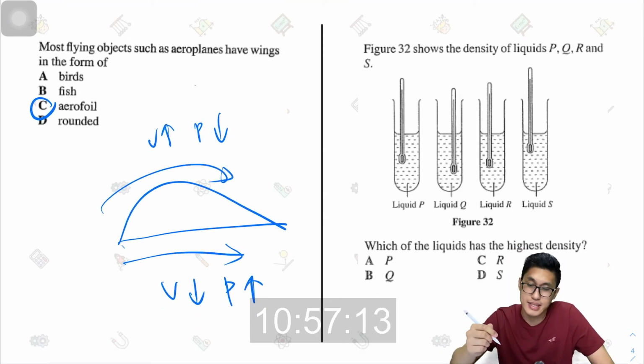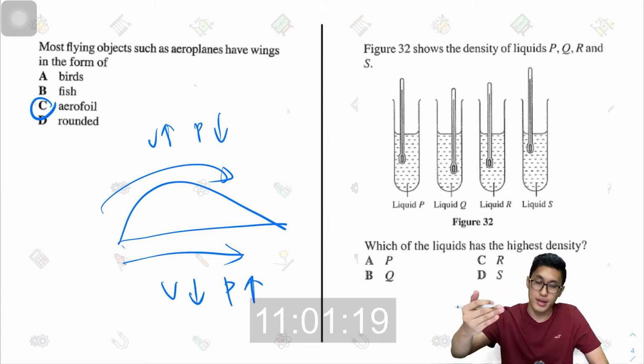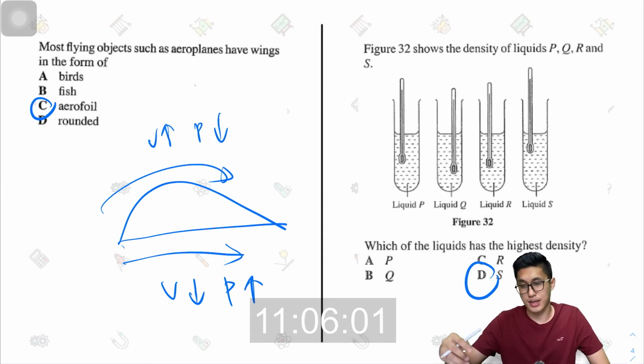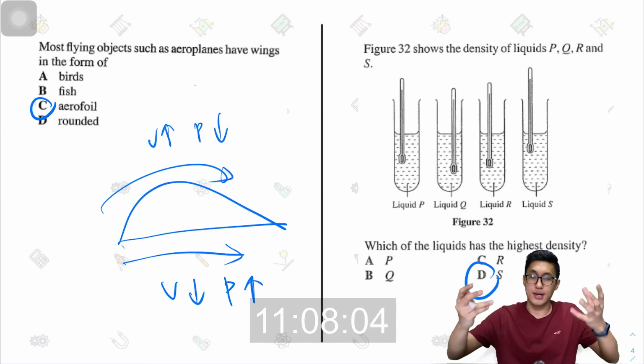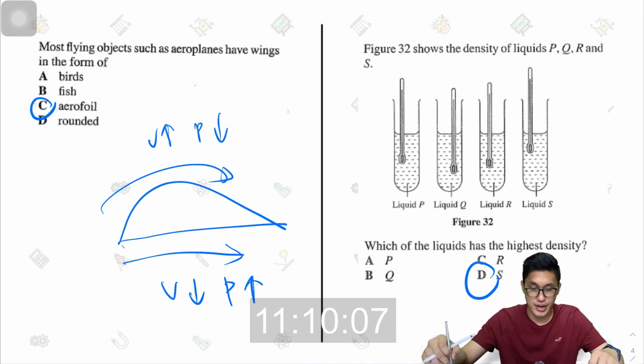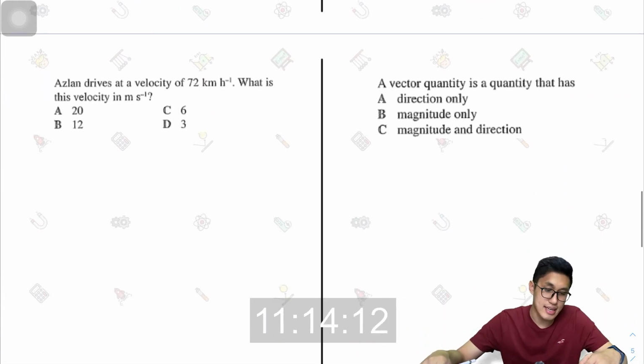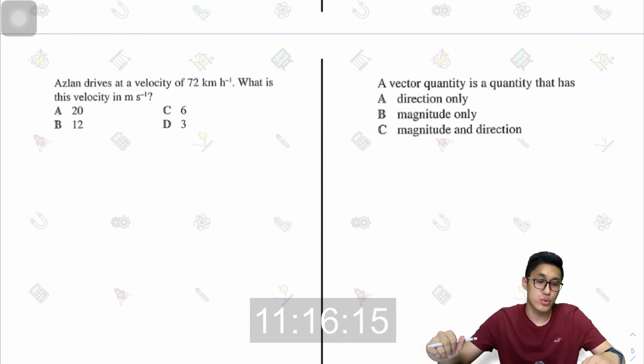Next, figure 32 shows the density of liquids P, Q, R, and S. So which of the liquids has the highest density? The highest density will cause the hydrometer to float the most. Okay, so definitely liquid S, right? Because the higher the density, the more buoyant force it's going to have. Okay, so yep.